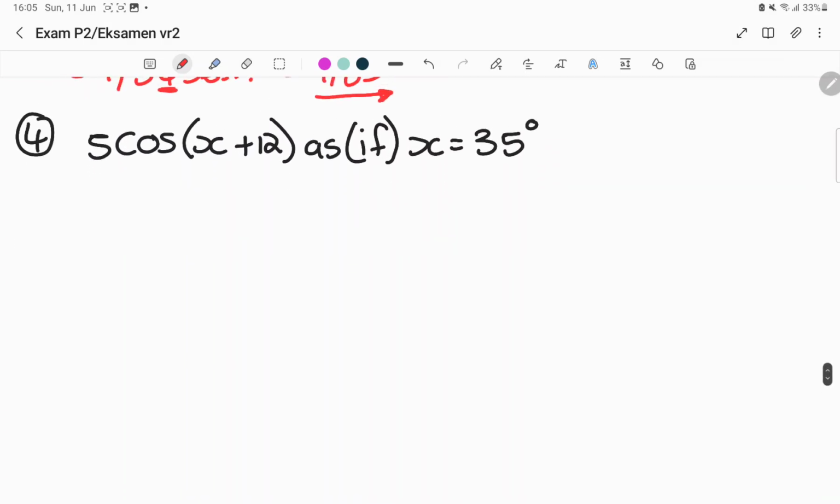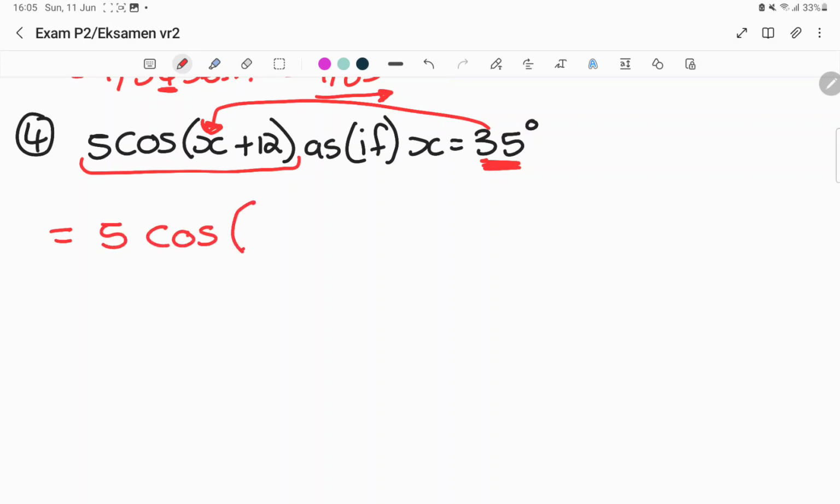Alright, so number 4. This one looks a bit different. So now I'm giving you 5 cos x plus 12. Okay, so we have to calculate this if x is 35. Alright, so that means before I can continue, here where I have an x, I have to substitute a 35 in. So it actually becomes 5 cos bracket 35 plus 12. Alright, now that we can put into our calculators.